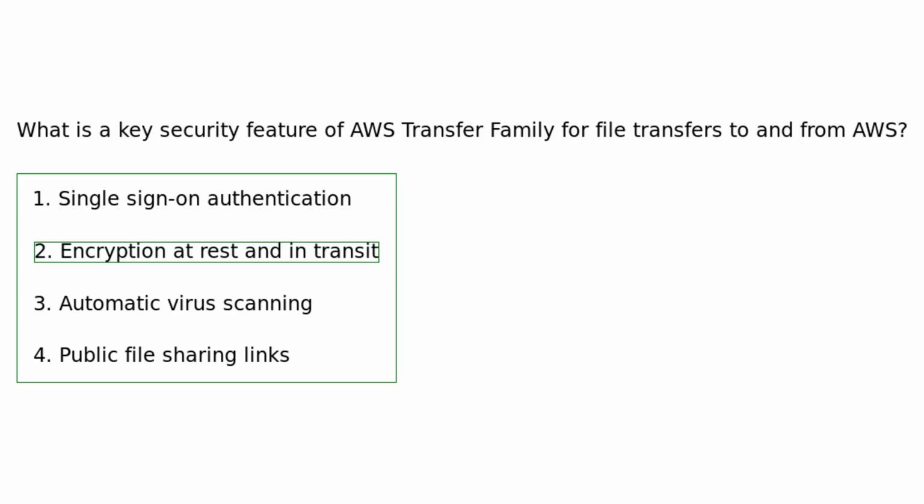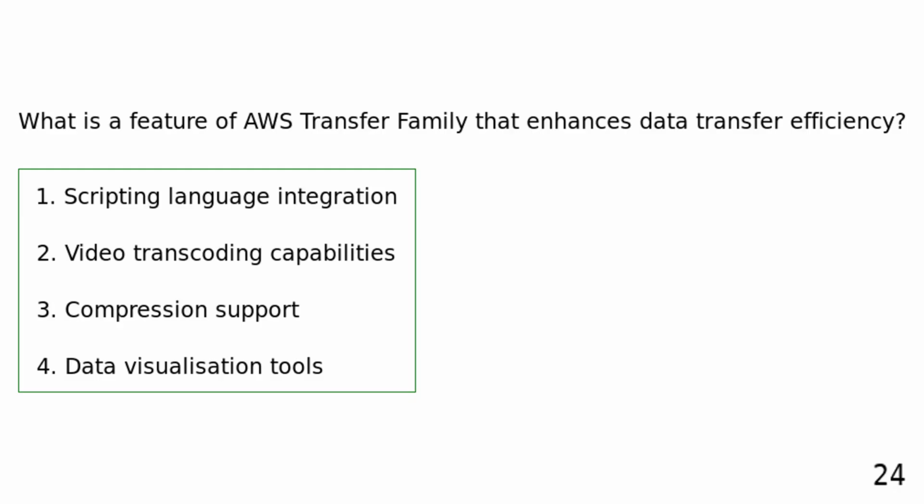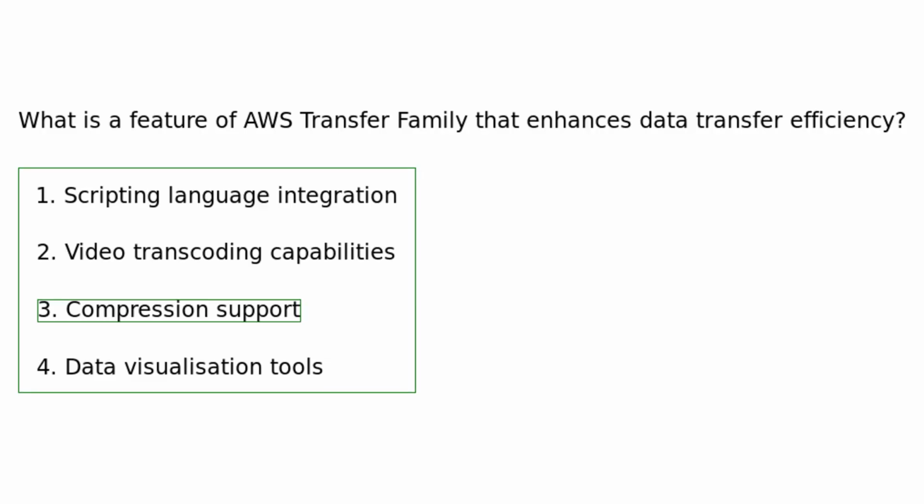What is a feature of AWS Transfer Family that enhances data transfer efficiency? Scripting language integration. Video transcoding capabilities. Compression support. Data visualization tools. AWS Transfer Family supports compression to enhance data transfer efficiency by reducing file sizes for faster transfers.